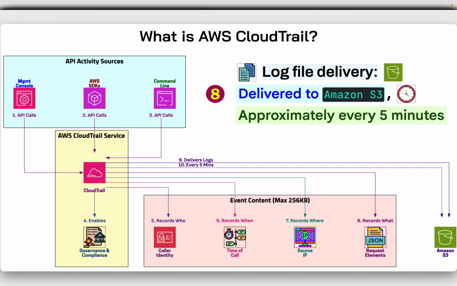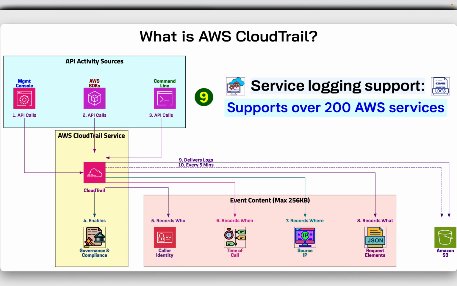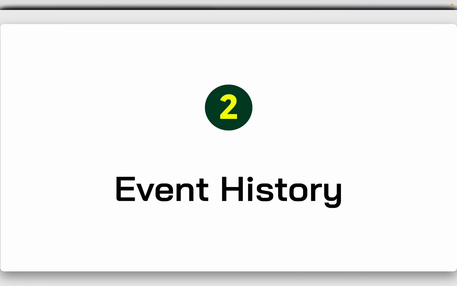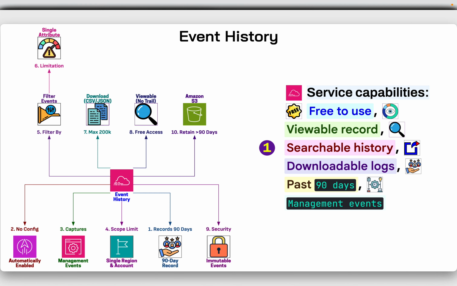Log files are delivered to Amazon S3 approximately every 5 minutes. CloudTrail supports logging for over 200 AWS services. The maximum size for a single CloudTrail event is 256 kilobytes. Second topic is event history.